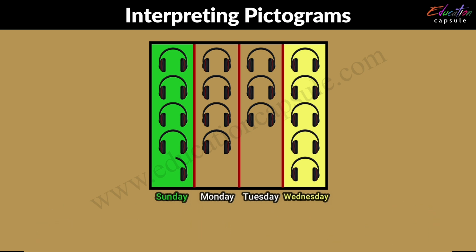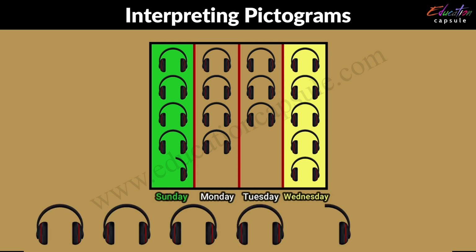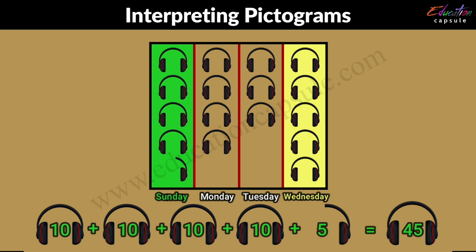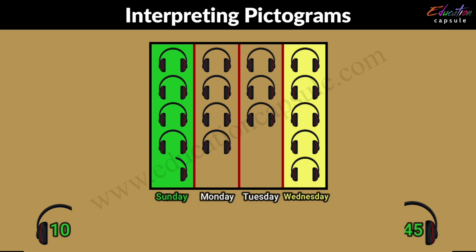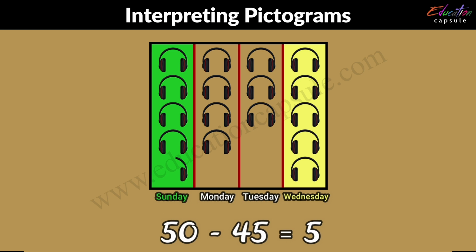Now, the number of headphones sold on Sunday is equal to 4.5 pictures of headphones, which means adding 10 4 times and adding 5 to it, which gives you 45 headsets. So we can say that 5 more headphones were sold on Wednesday than on Sunday.